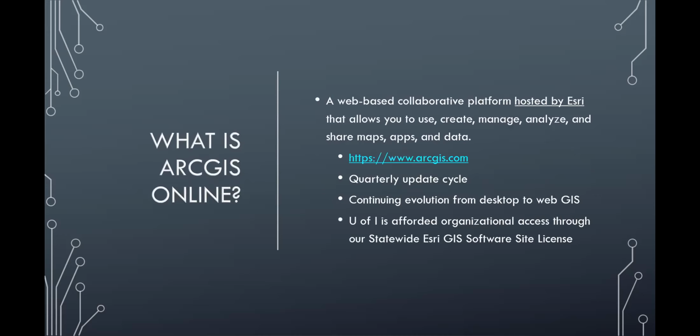ArcGIS Online is a web-based collaborative platform. It is hosted by the company Esri. So this software doesn't reside on a system we have at the University of Idaho. It is hosted by Esri, and it's hosted on Amazon's platform. And it allows you to use, create, manage, analyze, and share maps, apps, and data.